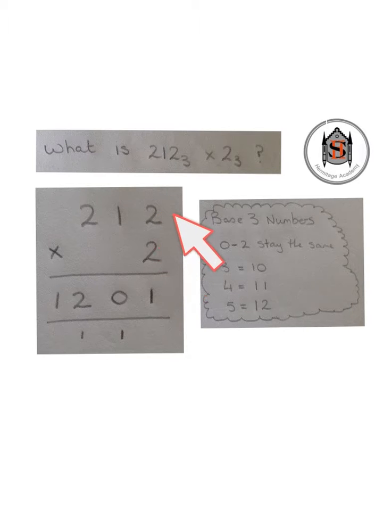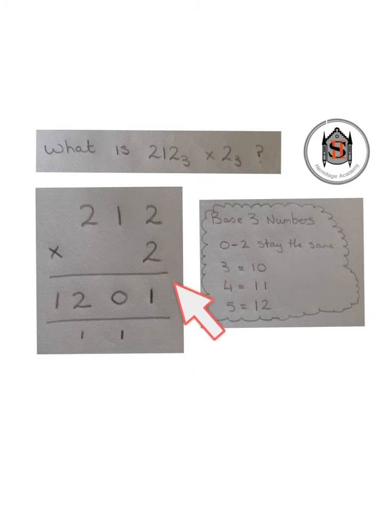Now because the process doesn't change, we still do 2 times 2 first. We all know that 2 times 2 is 4, but because we're doing this in base 3, we have to look at how the number 4 is represented in base 3. So 3 goes into 4 once with 1 left over. So the number 4 is represented as 1, 1 in base 3. So we can use this number within our sum. So we then go over and we put in the 1 and we carry the 1 over.